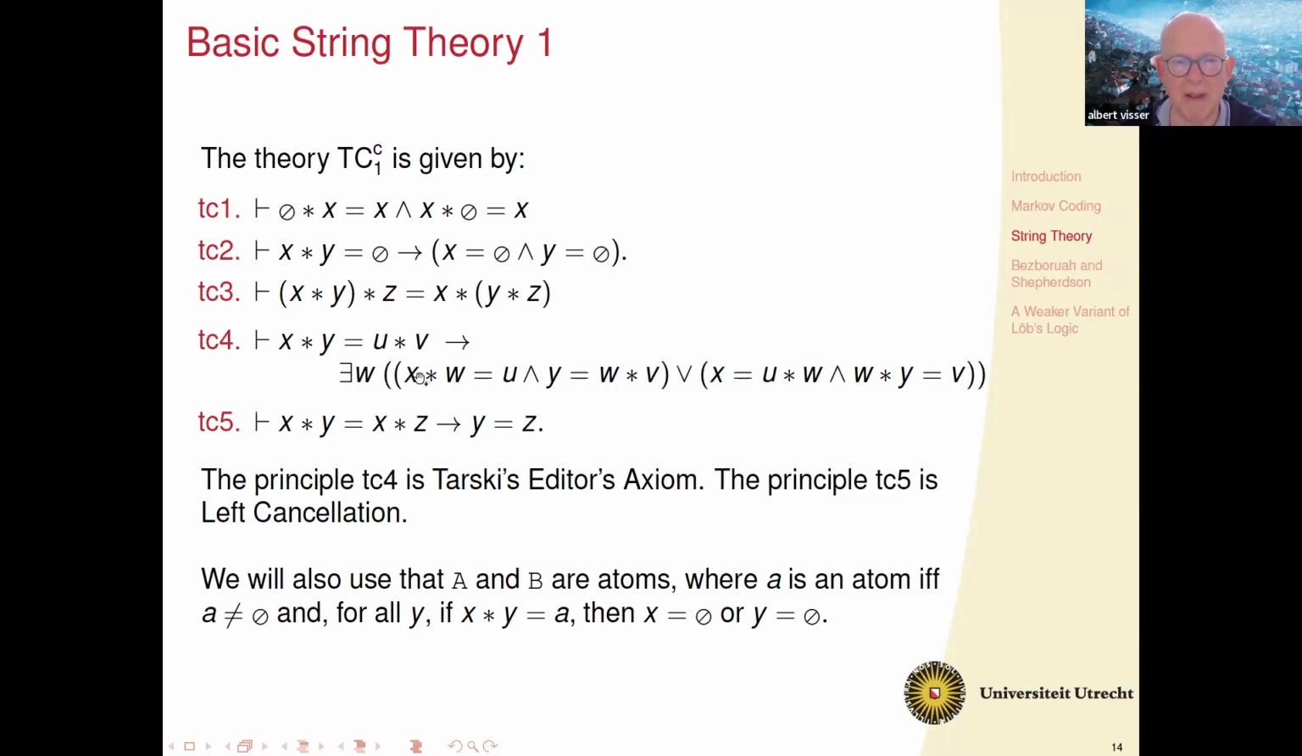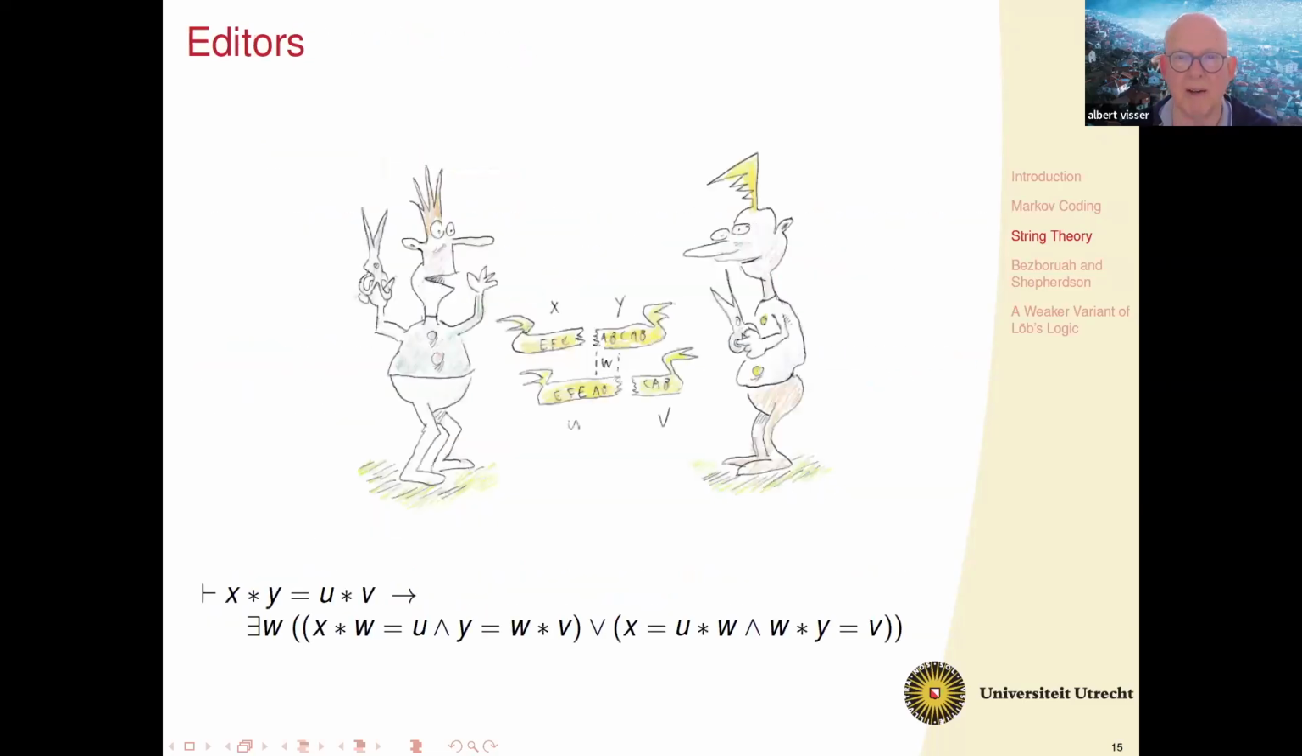So either you have xw as u and y as wv, or x is uw and wy is v. I have a picture of that. Let's look at it for a moment. Oh, here I have the picture, right?